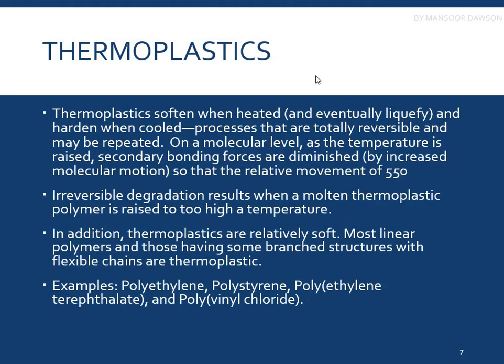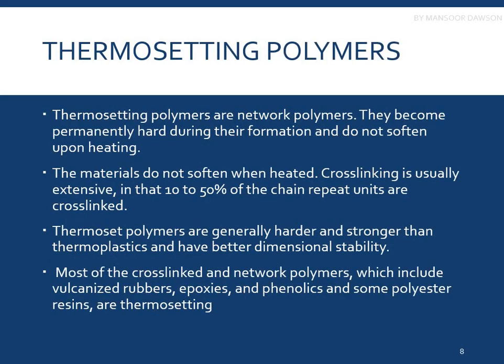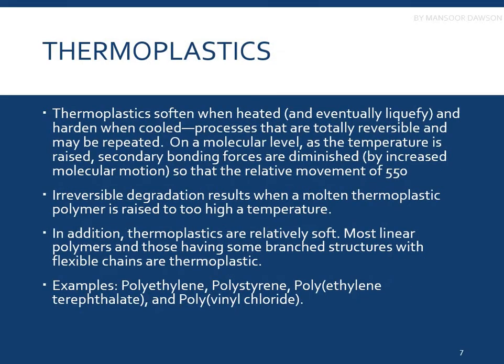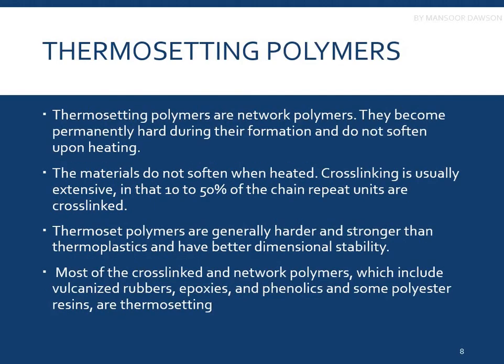So if you heat it to a certain temperature, it softens and you can reshape the polymer into whatever shape you want. The examples are polyethylene, polystyrene, PTFE, this is Teflon, and vinyl chloride. Then thermoset plastics, you know that these are network polymers. The thermoplastics were linear and branched polymers, and thermosetting ones are network polymers, usually cross-linked polymers as well.